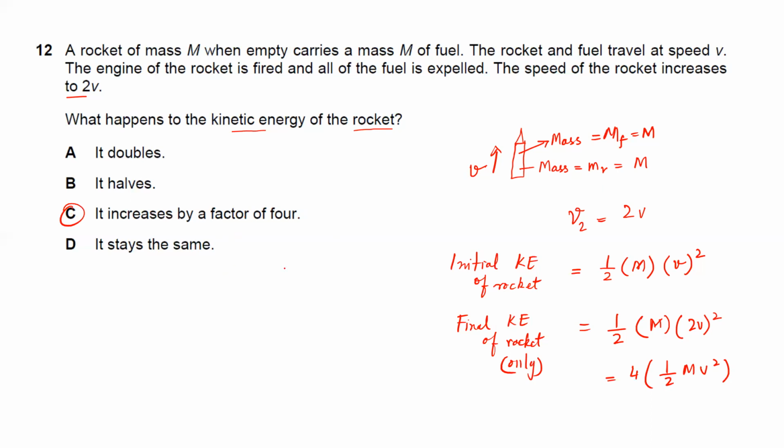Remember, the students make this mistake that they calculate the initial kinetic energy of rocket plus mass, and that comes out to be half 2m v square, and so they say that the kinetic energy doubles. But doubles is not the answer, they are only asking about the rocket, and that is the catch in this whole question. So remember, when you are doing this, this is not the right approach.